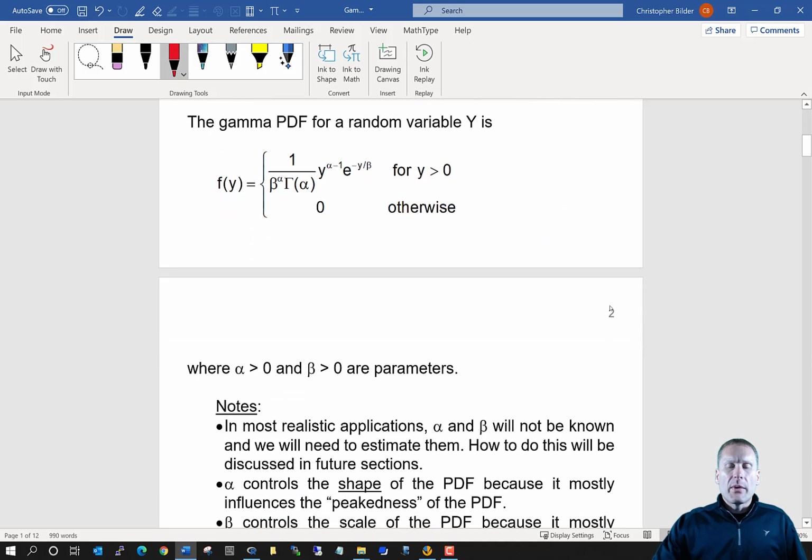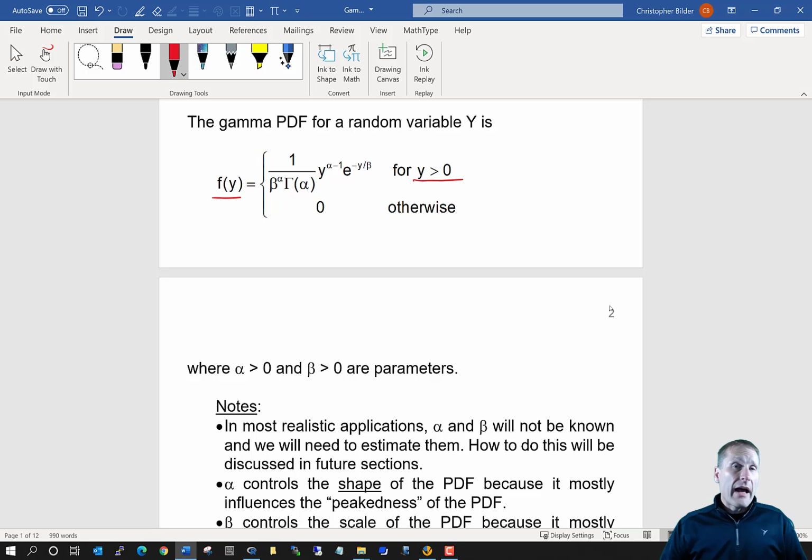So with that then, this is what the gamma PDF looks like for a random variable y. There are two parameters that control the shape of the probability distribution, alpha and beta. Both are greater than 0. And we'll see how alpha and beta control the shape shortly. So f of y is equal to, for y greater than 0, 1 over beta raised to the alpha power times this gamma function evaluated at alpha times y to the alpha minus 1 times e to negative y divided by beta.